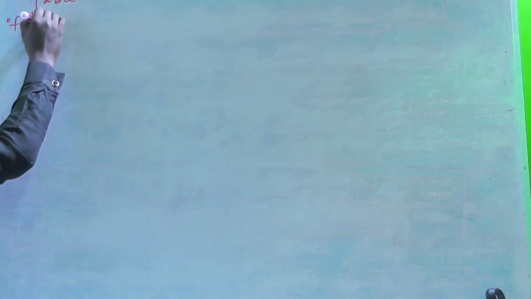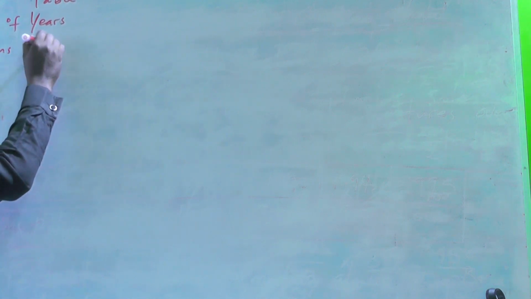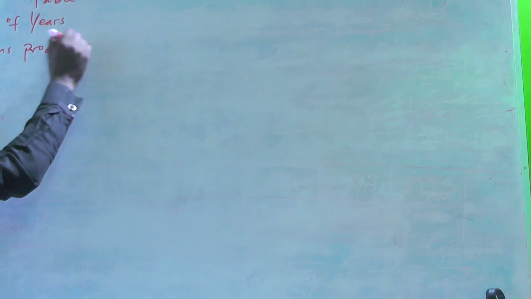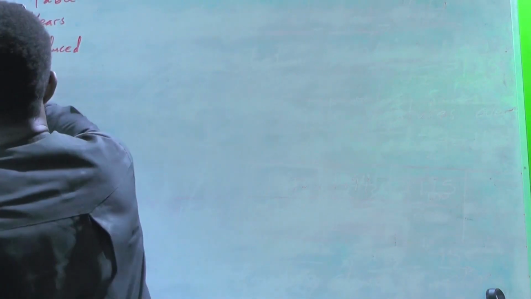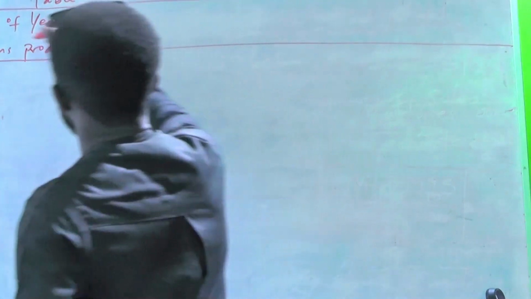Alright, so that you can understand what you are doing, let me put the table here. So we have the table, we have numbers of years, then we have items produced, so that you can understand it better. Then we draw it from here, so you understand what we're trying to do now.